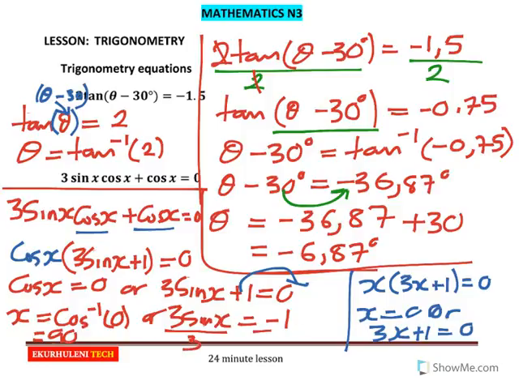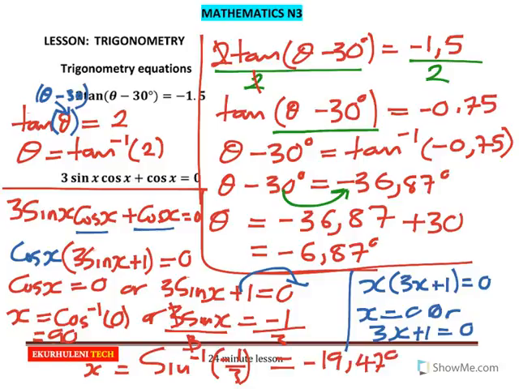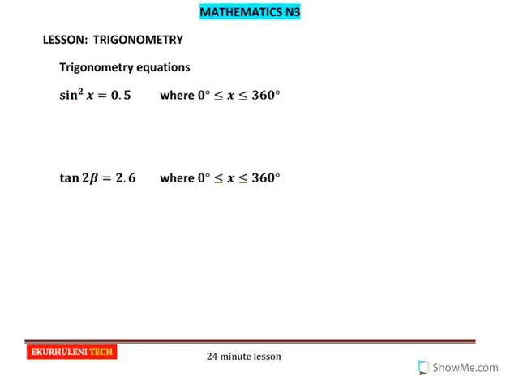You divide both sides by 3. After dividing both sides by 3, then you're going to find arc sine, x is equal to arc sine minus 1 over 3. If you do arc sine negative 1 over 3, we are going to get minus 19.47 degrees. So these are the two values of theta. Either theta is equal to 90 degrees or theta is equal to minus 19.47 degrees.